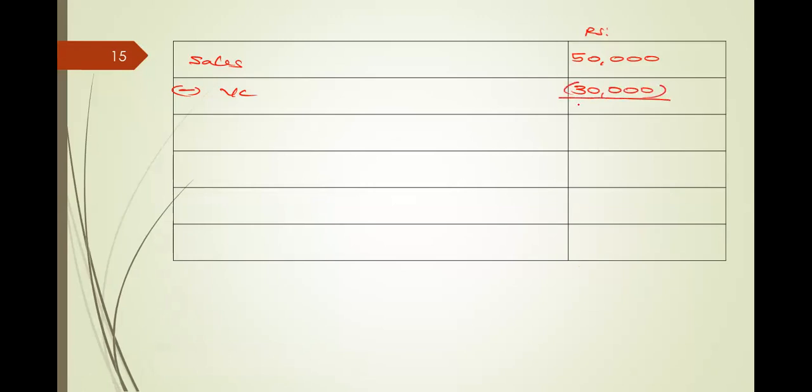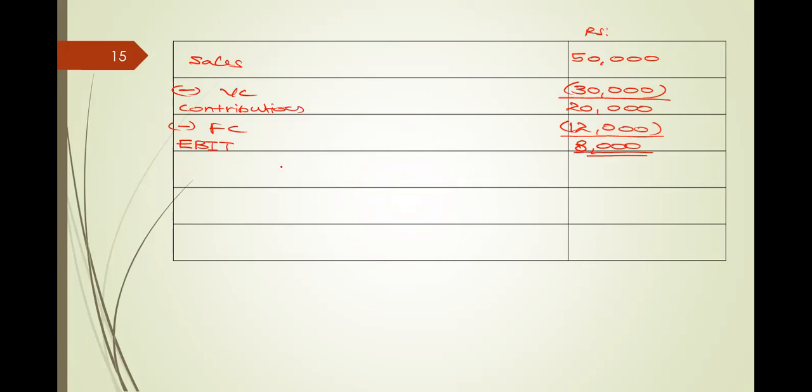We can call this answer contribution. Then we can deduct the fixed cost. Fixed cost has been given as 12,000. Then profit before interest and tax is 8,000. Earnings before interest and tax, operating profit, 8,000.